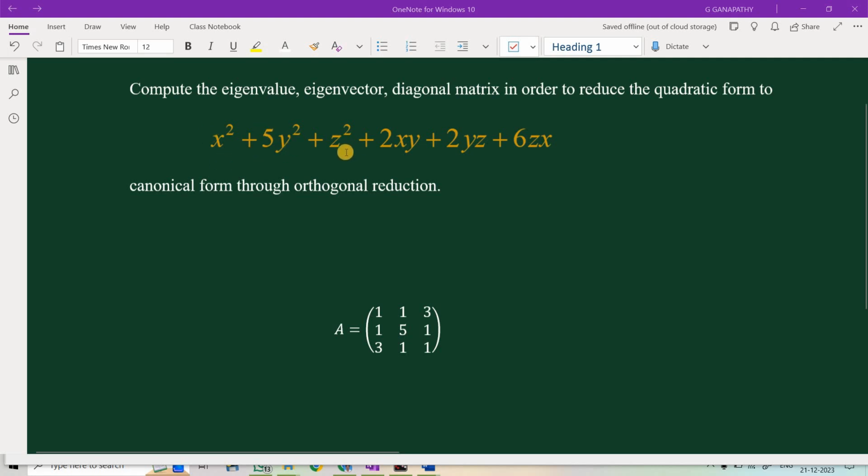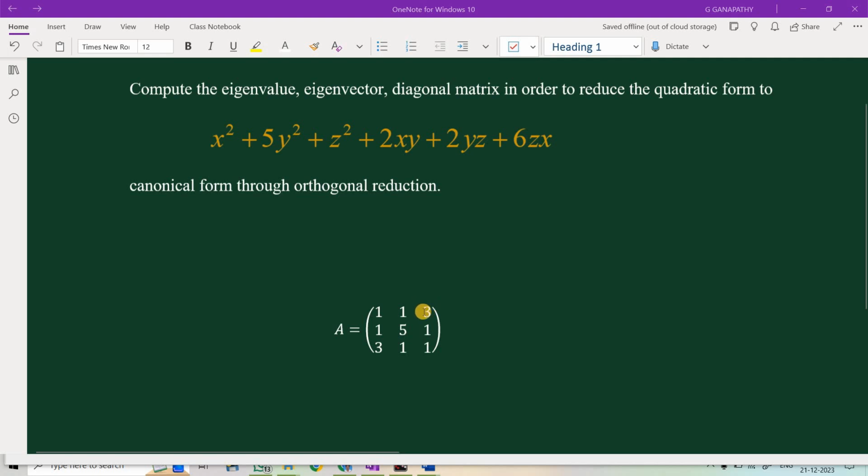The square element coefficient should be represented as the diagonal element. So first you have x square whose coefficient is 1, that should be the first diagonal element, and y square coefficient is 5, that is the second diagonal element, and the third diagonal element becomes the z square coefficient, that is 1. And the remaining part, I hope this number denotes the coefficient of xy, whose value is 2, and if we divide that by 2, you are getting 1. Therefore, this element becomes 1.